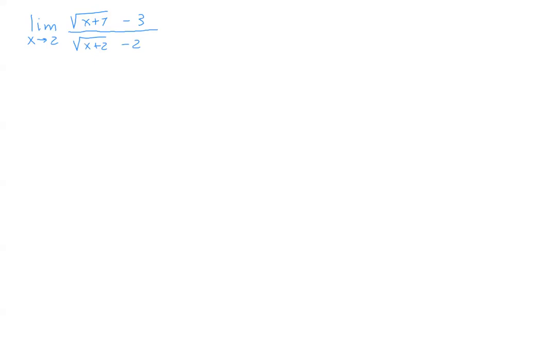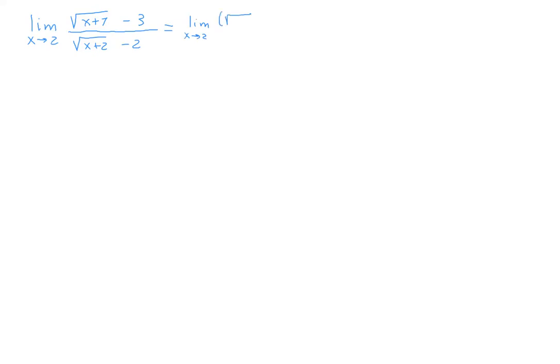Okay, let's consider this. Again, if you plug in 2, you will get 3 minus 3 on the top, because square root of 9 is 3. And on the bottom, you will get square root of 4, which is 2, so 2 minus 2, also 0. So 0 over 0. So what do we do here? We need to get rid of 2. We need to use 2 conjugate quantities, one for the top, one for the bottom.